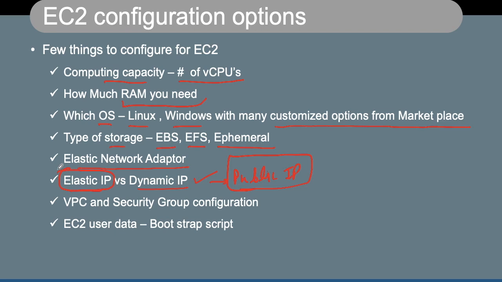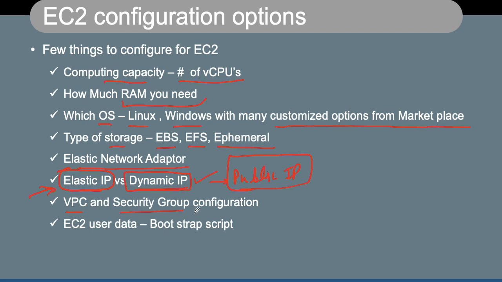In elastic IP, you will have a fixed IP assigned to your machines, and as long as you are using that machine, whether you reboot it, whether you stop and start again, every time you will be assigned the same IP address. The dynamic IP address will change every time you reboot your machine, but the elastic IP will not change. It also comes with a lot of configuration related to VPC and security group.